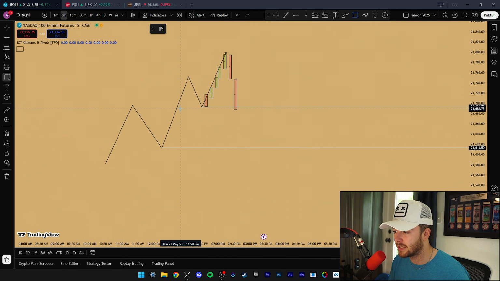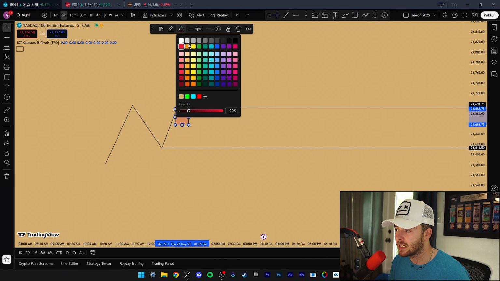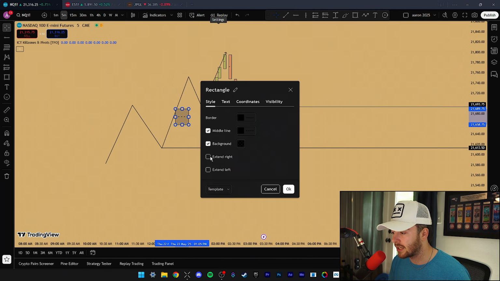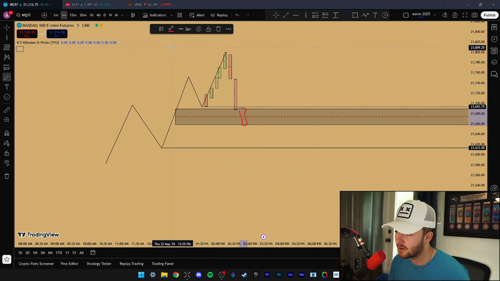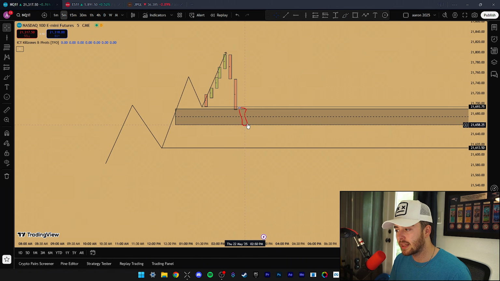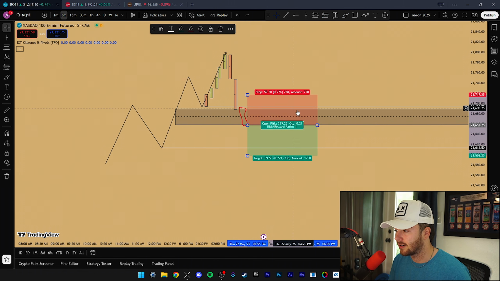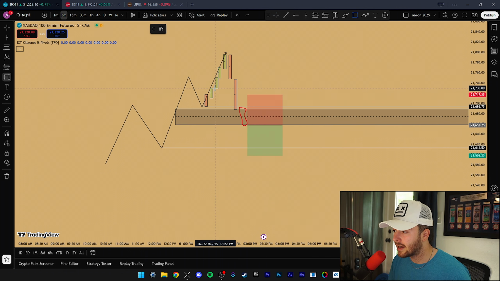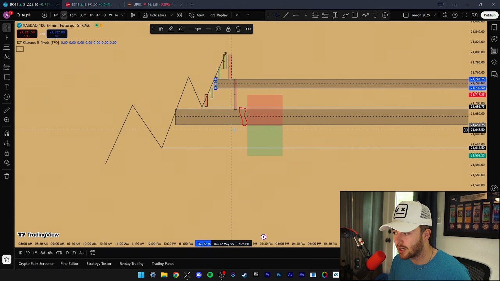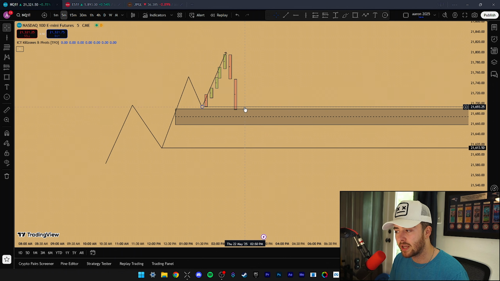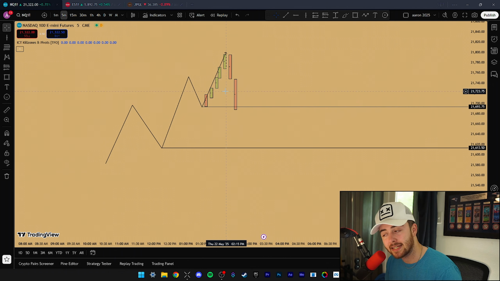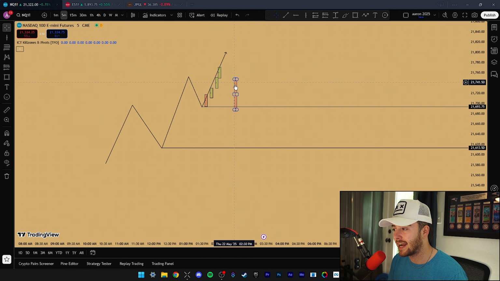Let's say that we had a fair value gap right here. If we ended up closing below this fair value gap, then I would look to take shorts here. Not up here, not if we inverse this one, but if we inverse this one after the break of structure. Because that kind of confirms that we are looking to go downwards. And I made that mistake today, right? I made that mistake and I paid the price.